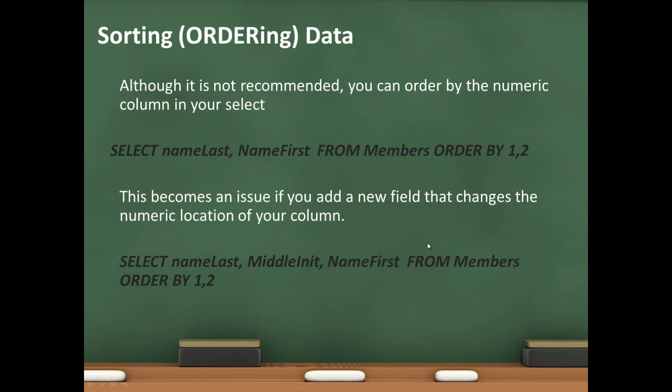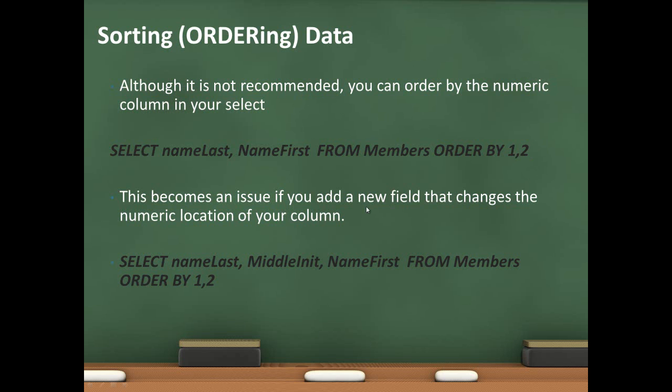Now we can also order by column order if we want numerically. So if I came back in and said select name last, comma name first from members, order by 1, 2, I'm telling it now to order by the first column, then by the second column. And I can also after this use descending.